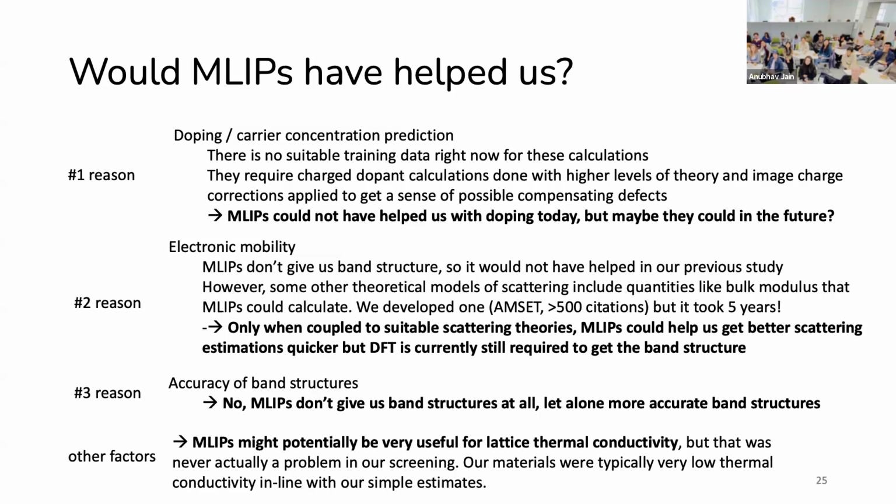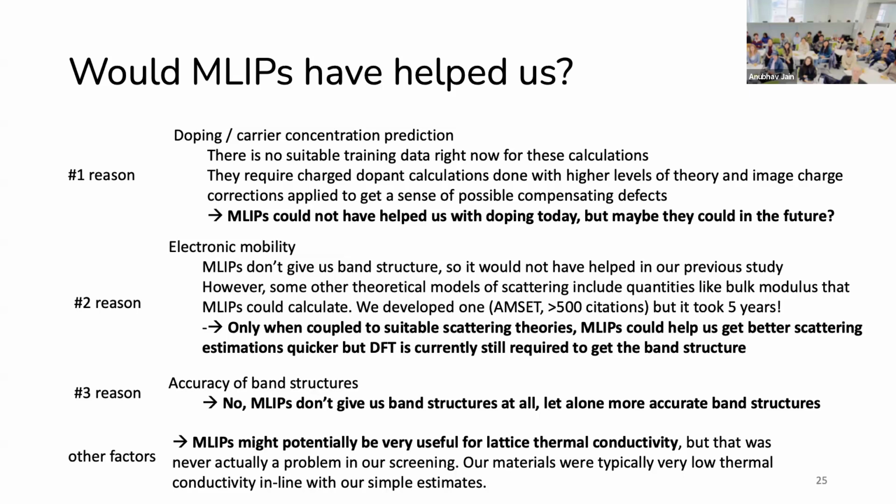Now, the scattering time, as I mentioned, there are some models that use things like the bulk modulus and other materials properties to estimate the scattering time. So maybe they could have helped us in that sense, where they could have given us the bulk modulus much more quickly. That is something that they can compute. And we could maybe have come up with some ways to estimate the scattering time a little bit better. But someone would have to come up with the theory of what the scattering time is as a function of the bulk modulus. Okay, the accuracy of the band structures was the number three reason. And again, the machine learning potentials just don't give us the band structures at all.